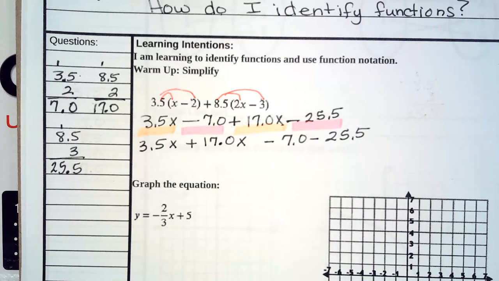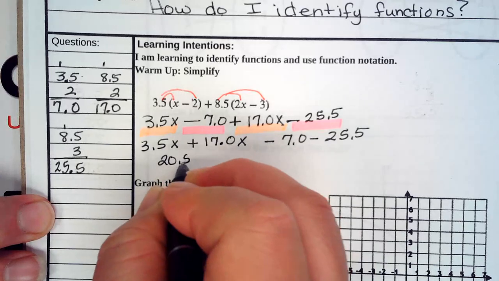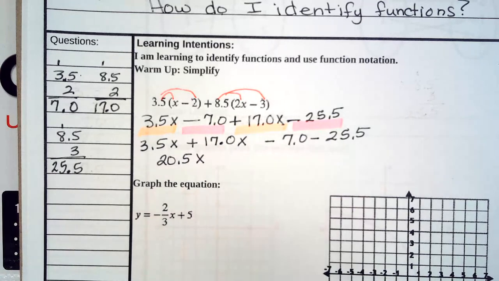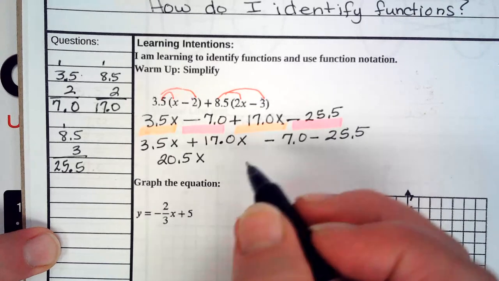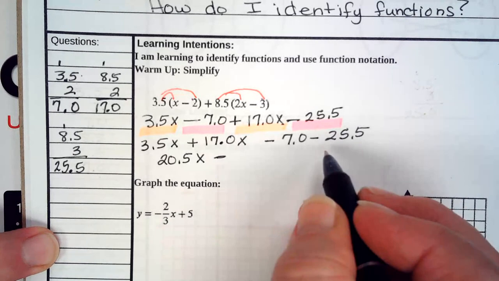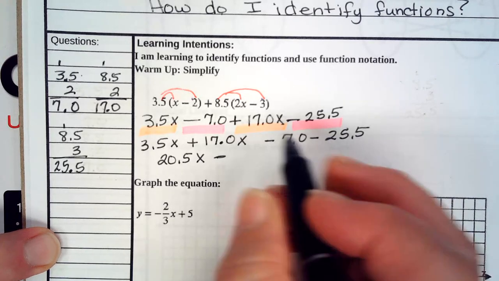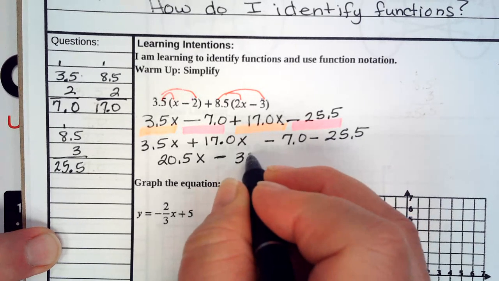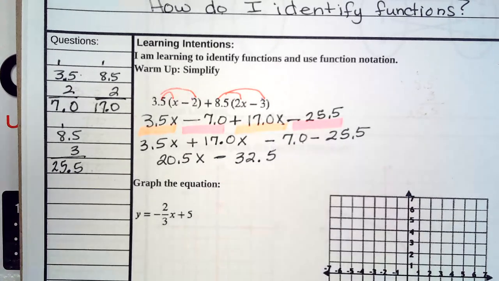Now I'm ready to finish. 3.5 plus 17.0 is 20.5, followed by your x. These are both negatives, so I combine them with addition. 25 plus 7 would give me 32, and 0 plus 0.5 is 0.5, and we're done.